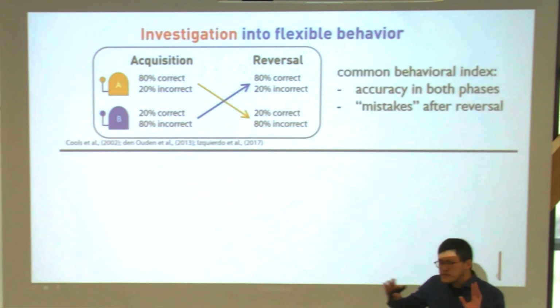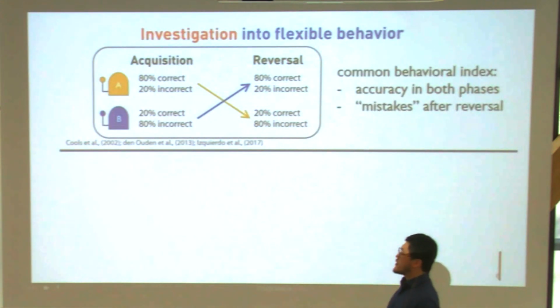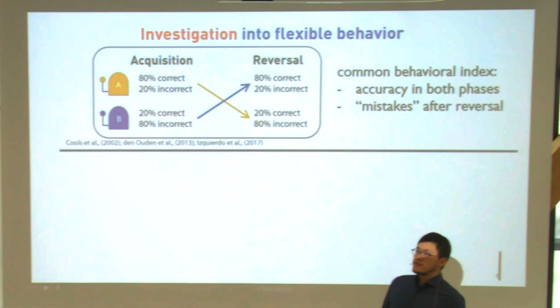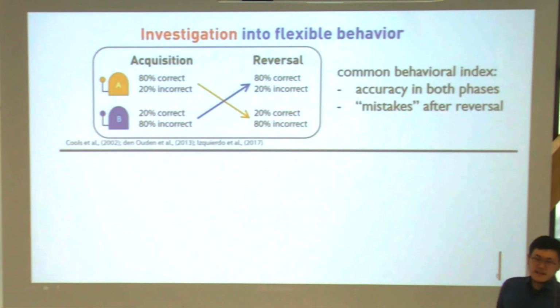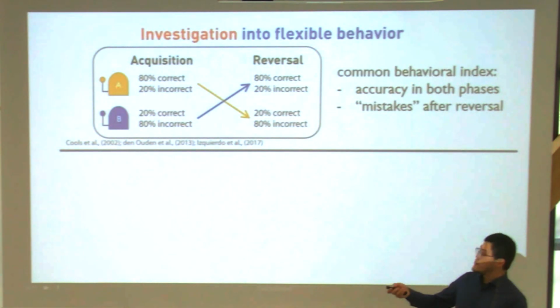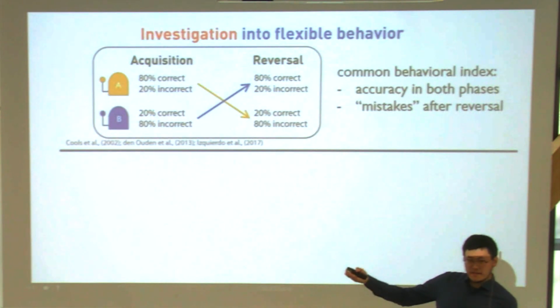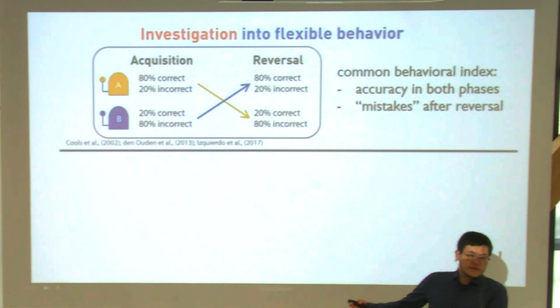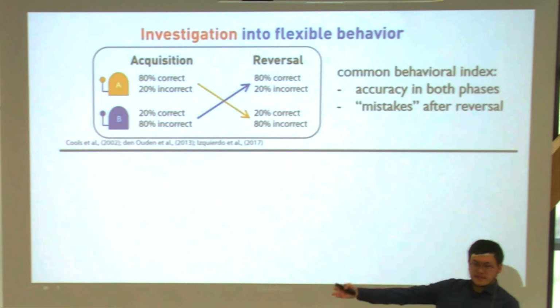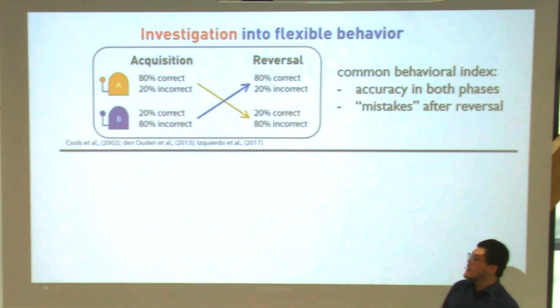If you understand how the task works, then you will also quite easily follow what the measurement will be. What can be measured in this task is, before the reversal, how often do people choose option A because A is the better one? And after the reversal, how often do people choose option B because B is the better one? So the accuracy in both phases, the acquisition or learning phase, and the reversal phase.